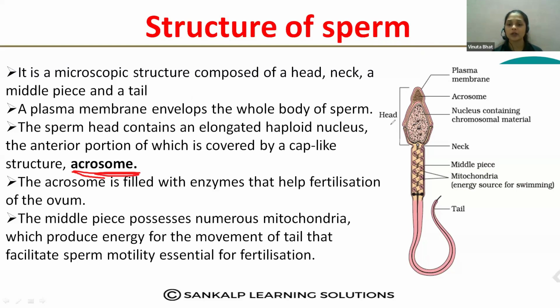And in which part of the sperm is the genetic material located? Head, neck, middle piece or tail? That is located in the head region. The nucleus is in the head region, and the nucleus contains the genetic material. Then what is the function of the mitochondria, in which region of the sperm is it present, and what is the function of the tail? Like this it may be asked for the 2 marks or 1 mark question. So concentrate on this. Okay, I hope this topic is clear.